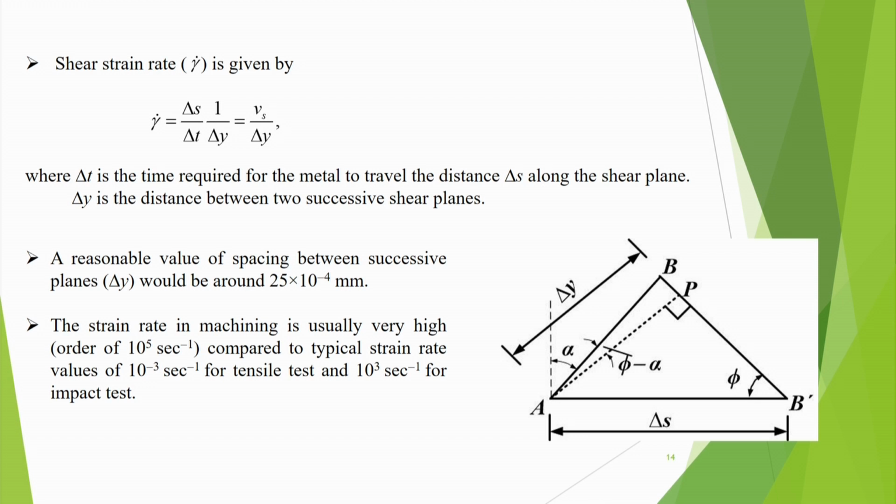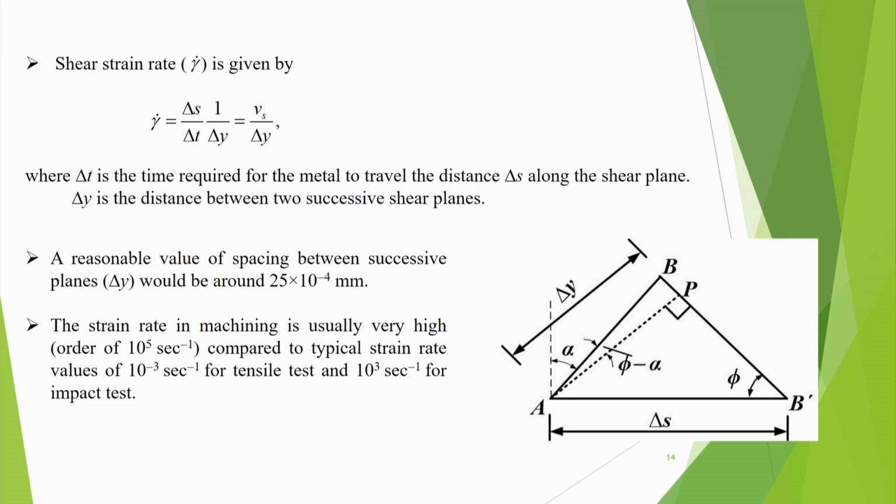That type of thing can be done. There may be different types of this one, 10 to the power minus 3 mm means 1 micron. So we may have, say, 25 micron. A lot of people have given different ranges, but you can take any typical value. Say in this case it is mentioned as 25 into 10 to the power minus 4 mm.